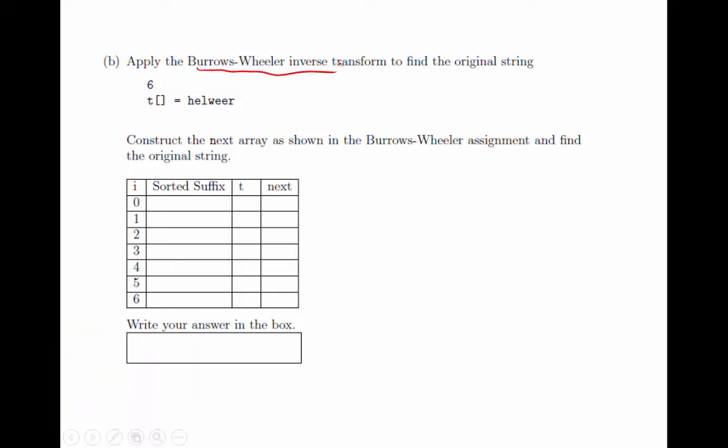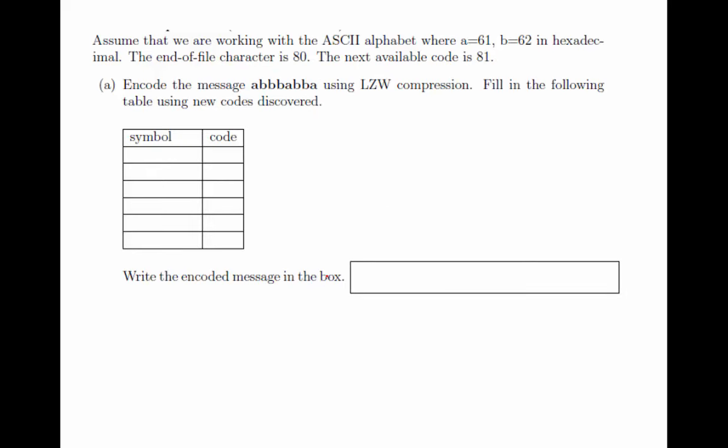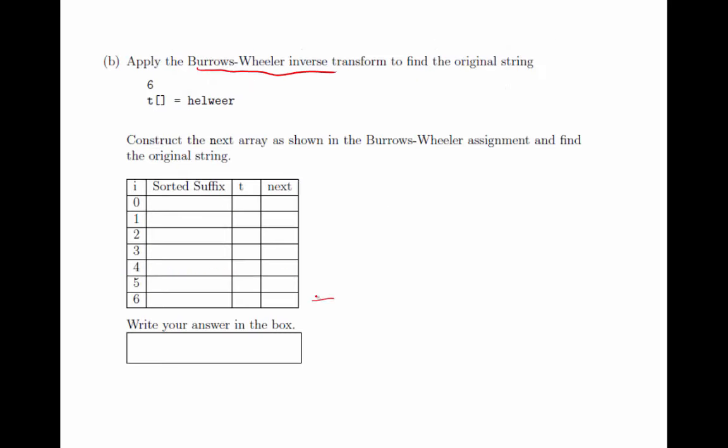We have to apply the Burrows-Wheeler inverse transform to find the original string. This is not the same as the first problem where we just transformed a string; here we have to recover the original string from the given information. What we know is that the actual string is in location 6. So whatever we can recover from here would be the actual string. We also know the last column of the sorted suffixes. I'm going to write it down: HELWEER.